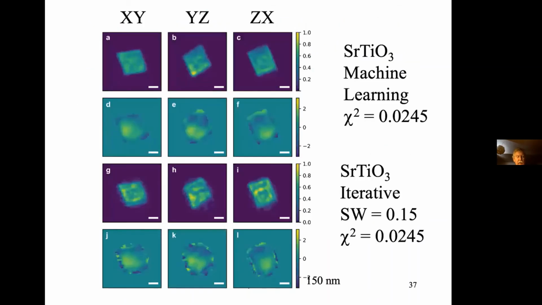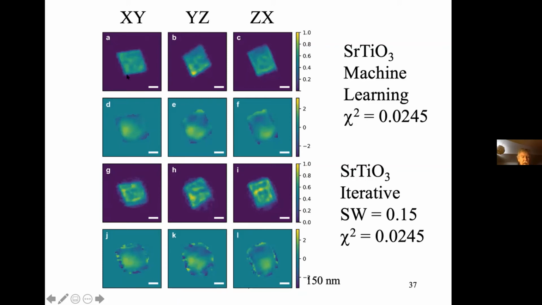So what you should be wondering, what I was very concerned about, was actually look. I've got a few slides showing some comparisons, all for the strontium titanate, showing cross sections of the amplitude and phase for the machine learning solution and for the iterative solution. They're both basically the same chi-square. This was the shrink wrap threshold that we used to get this one. And the shapes are basically the same, but not identical.